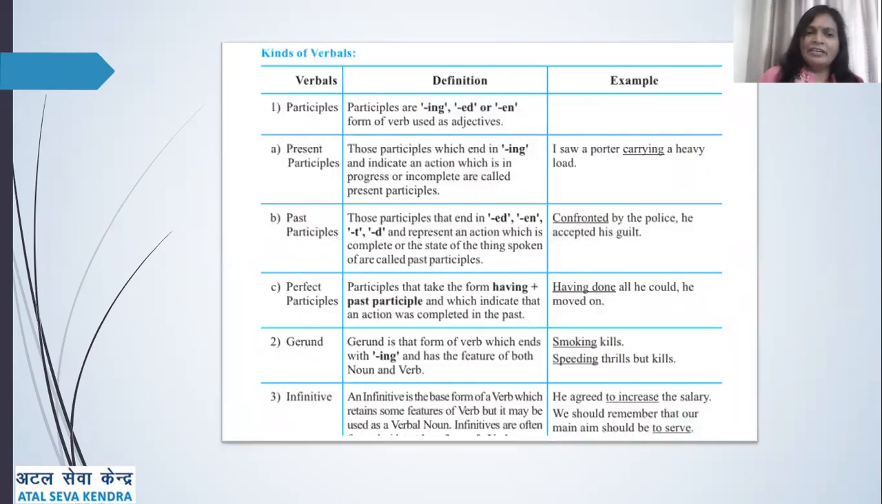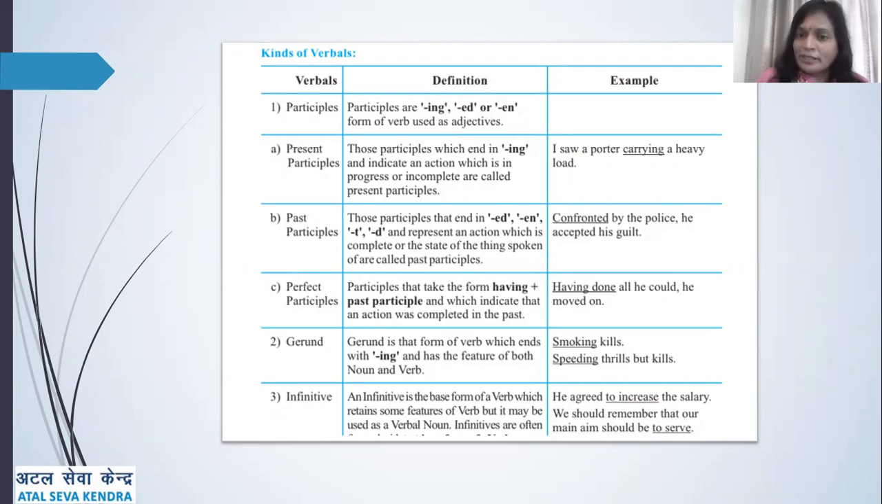There are three different kinds of verbals or non-finite verbs. They are participles, gerund, and infinitive. Participles are ing, ed, or en form of verb used as adjectives. Present participles, those participles which end in ing and indicate an action which is in progress or incomplete, as it is illustrated in this example.